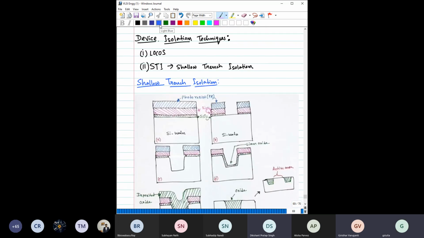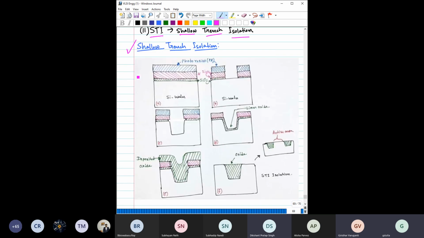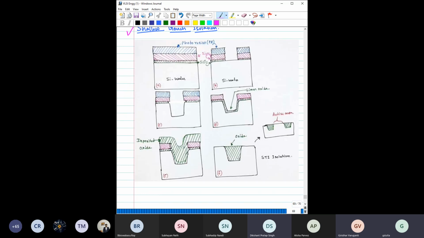Now to further discuss device isolation techniques, so far we have discussed LOCOS, which is already done, and there is one more recent technique called STI, or shallow trench isolation. The LOCOS discussion is over. Now we are focusing on shallow trench isolation. So what is this shallow trench isolation process?